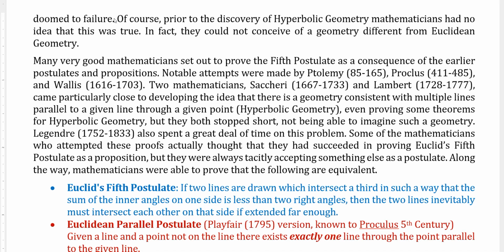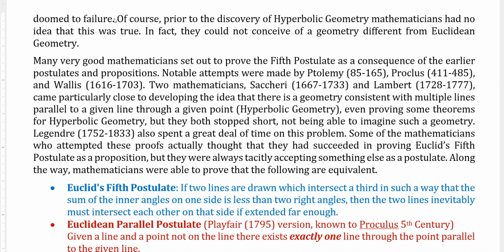Those two particularly came close to developing the idea that there's a geometry consistent with multiple lines parallel to a given line through a given point, what we now call hyperbolic geometry. And they even proved some theorems for hyperbolic geometry, but they both stopped short of getting hyperbolic geometry because they just really couldn't put their mind around the fact that there might be such a geometry. Their imagination just fell short there, even though they were really close.